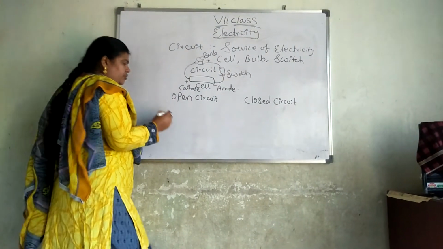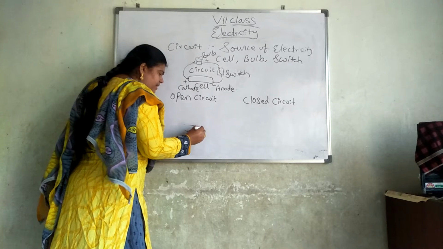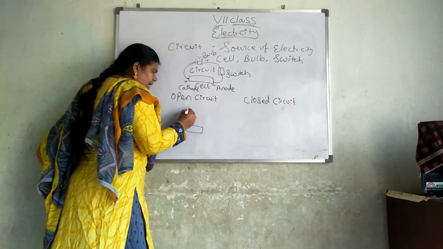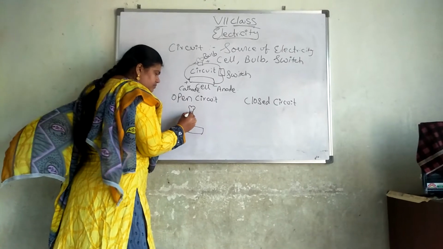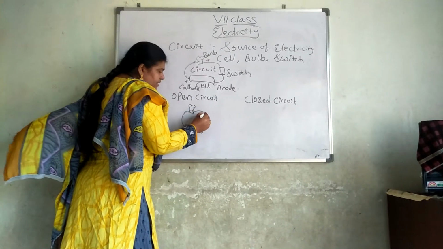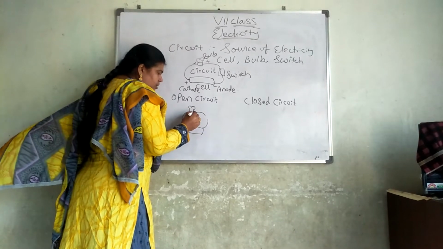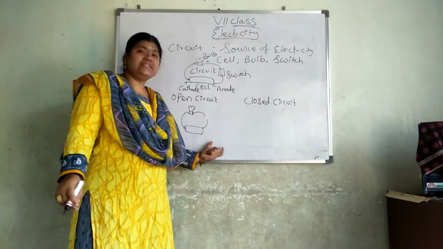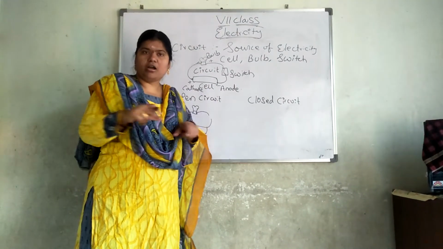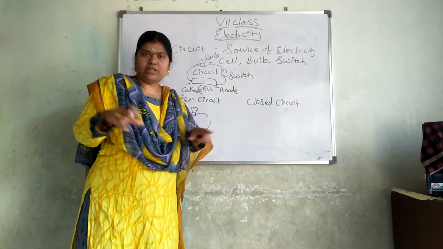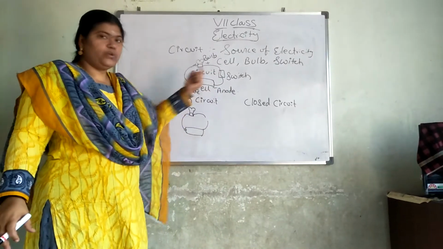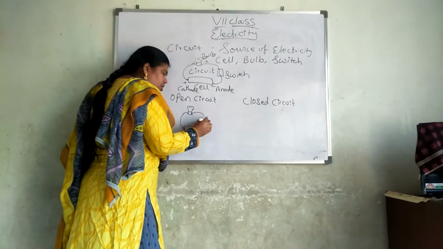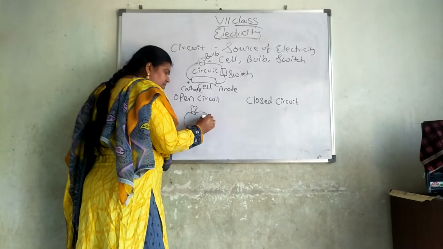In the open circuit, you can see that the battery will be in the same way. This is connected to the bulb, and again from here you are bringing this one. These wires are connected here. Suppose let us make this system on a thermocol or on a cardboard. Instead of a switch, here I am taking a safety pin.